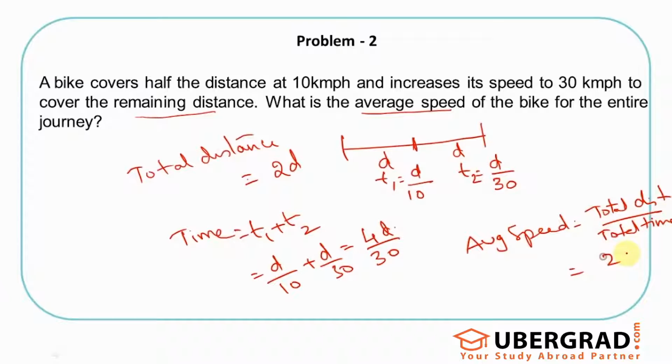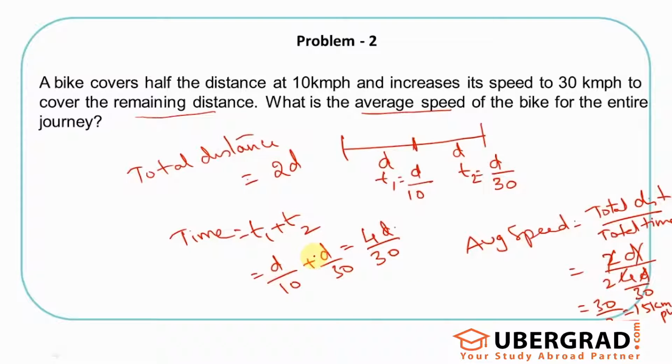Now the average speed formula, as we discussed, is total distance by total time, right? So that's 2d by 4d by 30, right? The 2s and the d's get cancelled, and this will be 30 by 2, which is 15 km/h, right? This is what the answer is for the average speed.